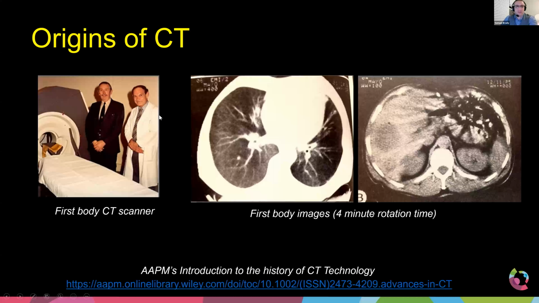It's named after him. And this gentleman, I'm drawing a blank on his name, he's a radiologist. He helped develop the clinical utility for the CT, and Hounsfield was the physicist, and obviously he developed the engineering side of it. But the point here is, look at those images. We have come a long way.